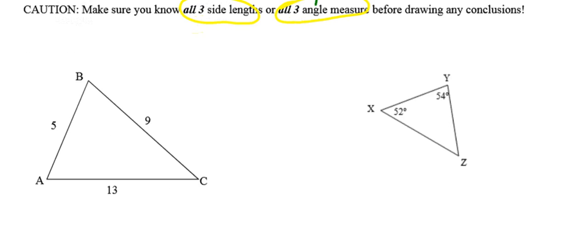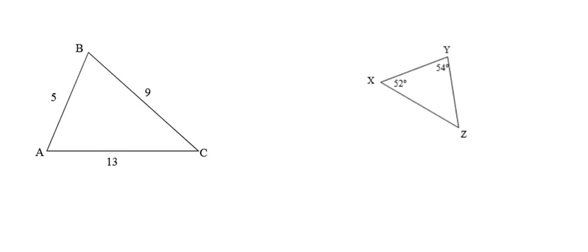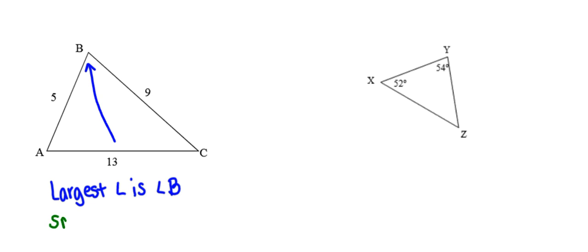All right, so in the first example, I want to know which would be the longest or the largest angle in that triangle. Well, the largest angle in that triangle is going to lie opposite the longest side. So the largest angle is angle B. And then the smallest angle will lie opposite the smallest side. So the smallest angle here is going to be angle C.